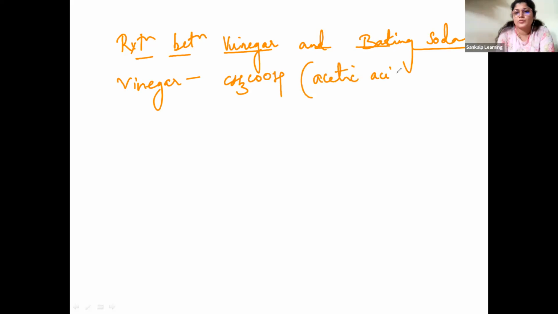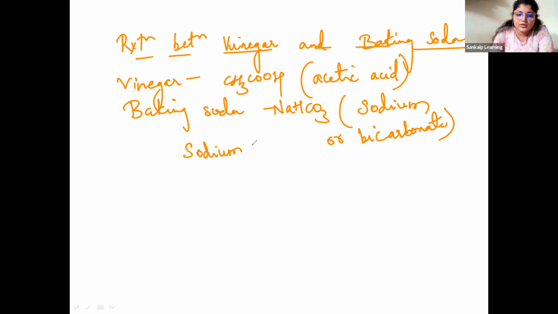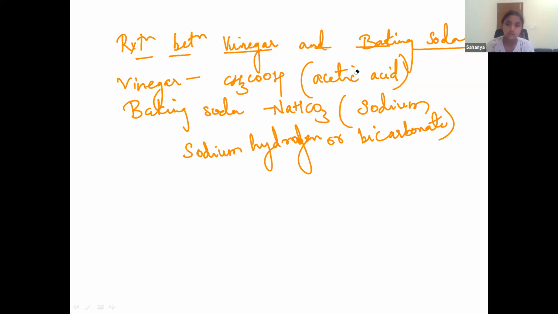CH3COOH. Okay, so vinegar is acetic acid and baking soda is NaHCO3. You can call it sodium bicarbonate or sodium hydrogen carbonate. These are the names for your vinegar and baking soda.